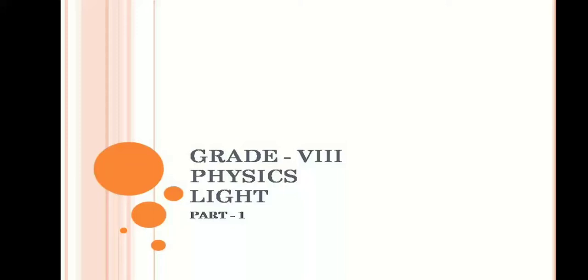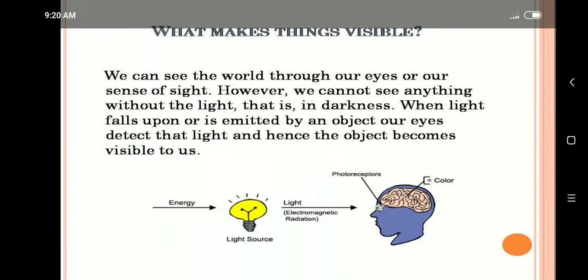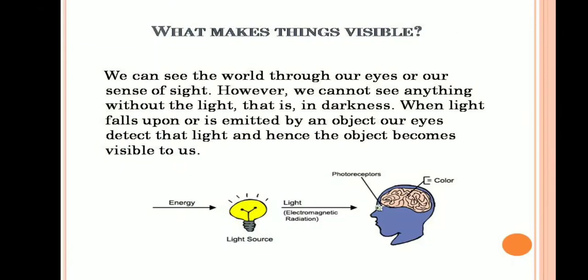Children, our new chapter is light. See how the things are visible to us. Without light, we cannot see anything. So, in darkness especially, we cannot see anything. When light falls on an object, it is detected by our eyes, so the object becomes visible to us. Whatever things we are seeing, the color and all, everything is sensed by the photoreceptors.